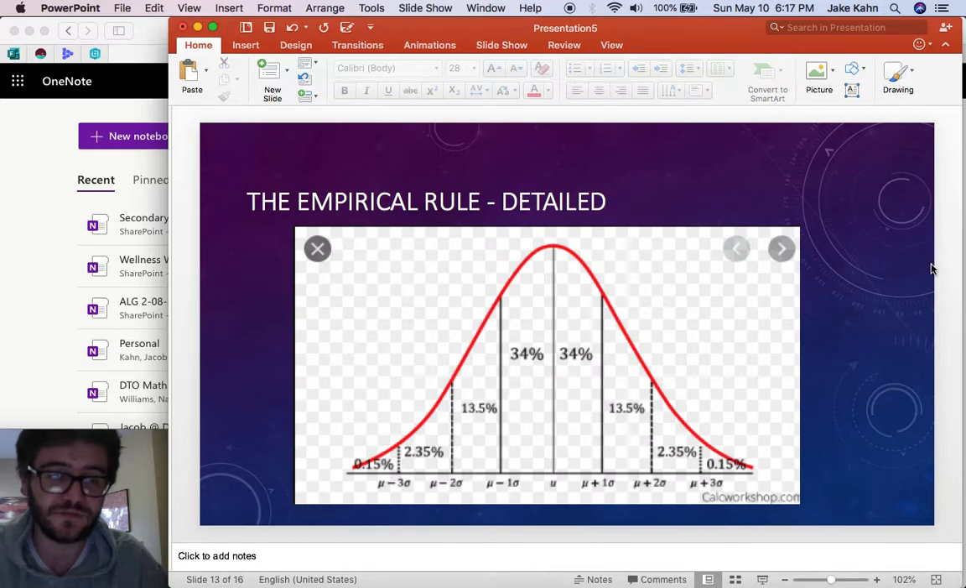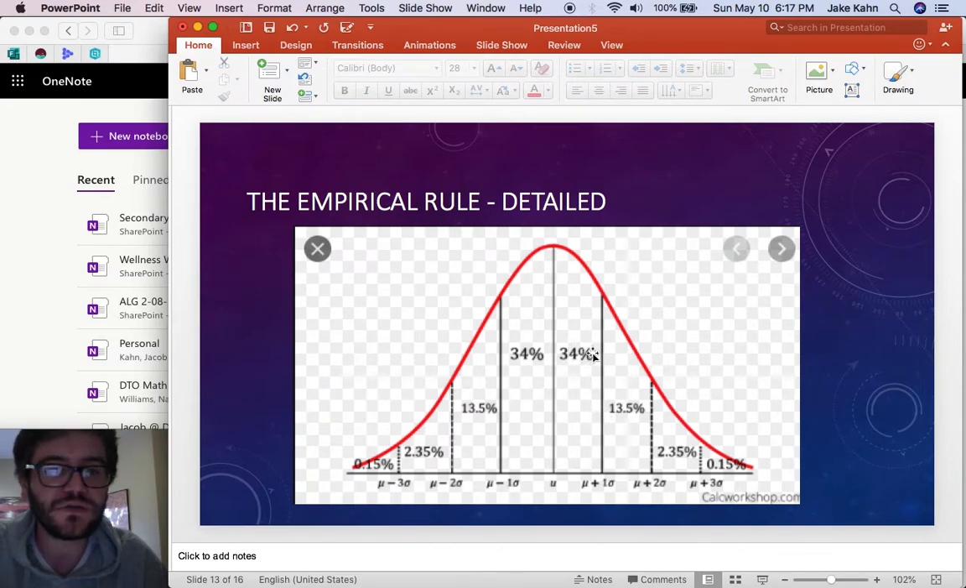A more detailed view, and yes, you should copy this down. This shows the same exact percentages, it just breaks it down a little bit more. You can see that 34 plus 34 is equal to 68, right? So 68% of the data falls within one standard deviation of the mean still. But what this does is it says, okay, half of that is 34, right? So the percentage of data that falls between the mean and plus one standard deviation is 34%.